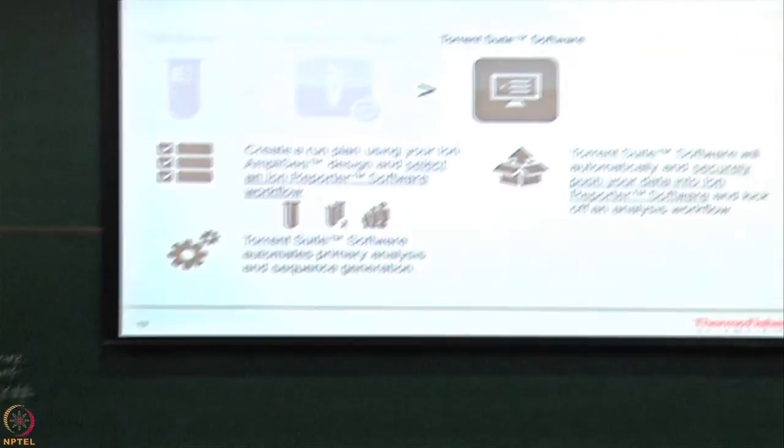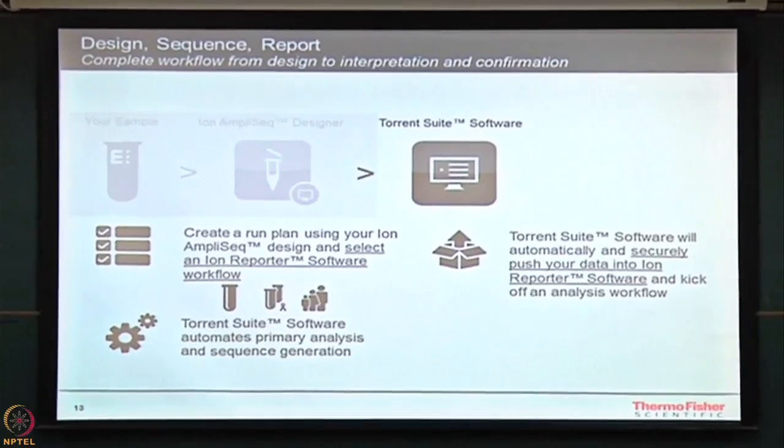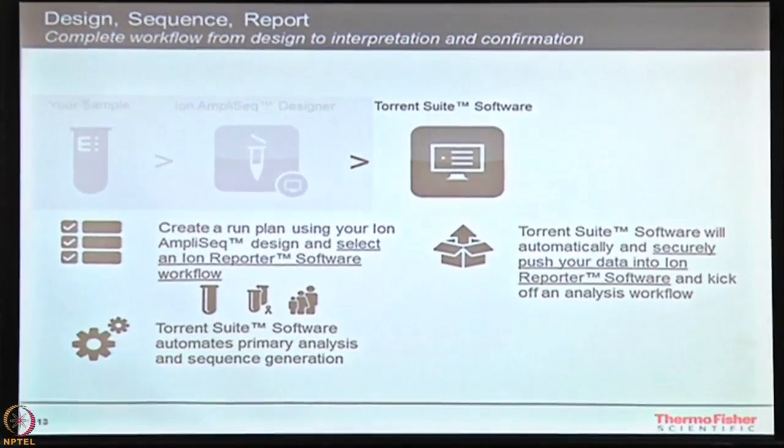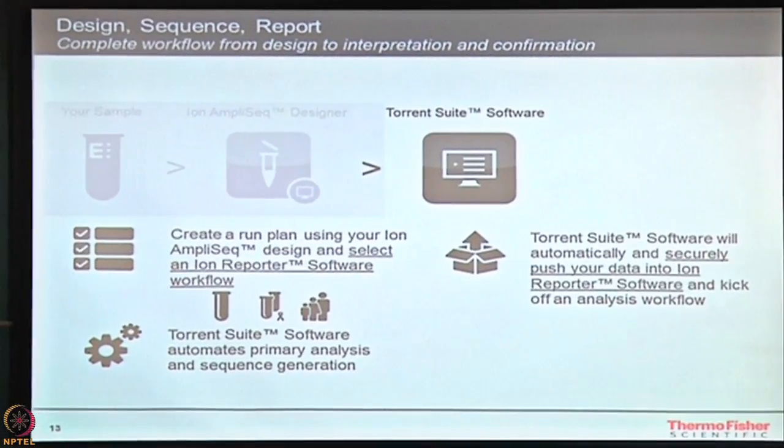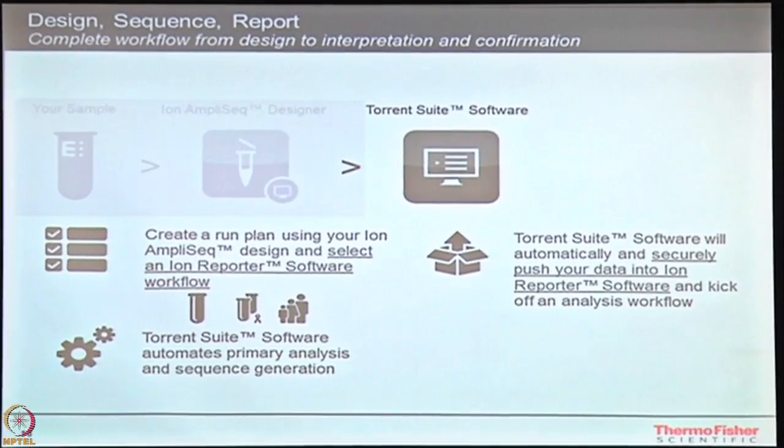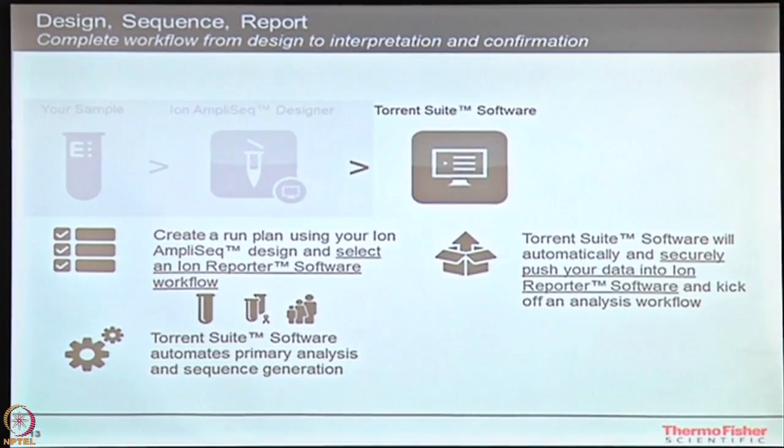So, I will take a step by step mode. I first did designing on AmpliSeq, right. Then I used the torrent suite software, where it decodes all the bases and provides you the sequences. It provides you alignment with the reference genome. It does the coverage analysis for you, which looks at the regions which have been designed, your gene of interest, and then takes it further and does variant calling.